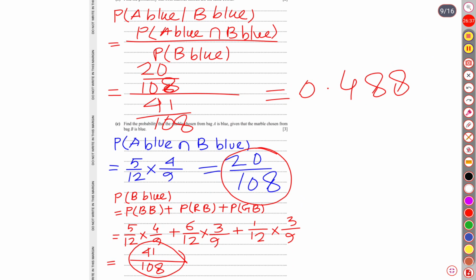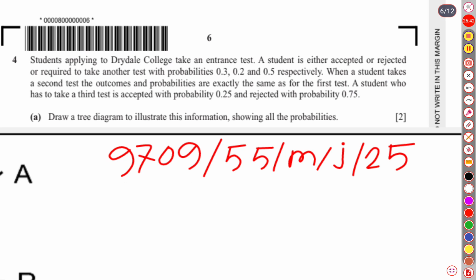Let's select the next question. The next question belongs to paper 9709/55 for the session May June 25, and we are solving question number 4.